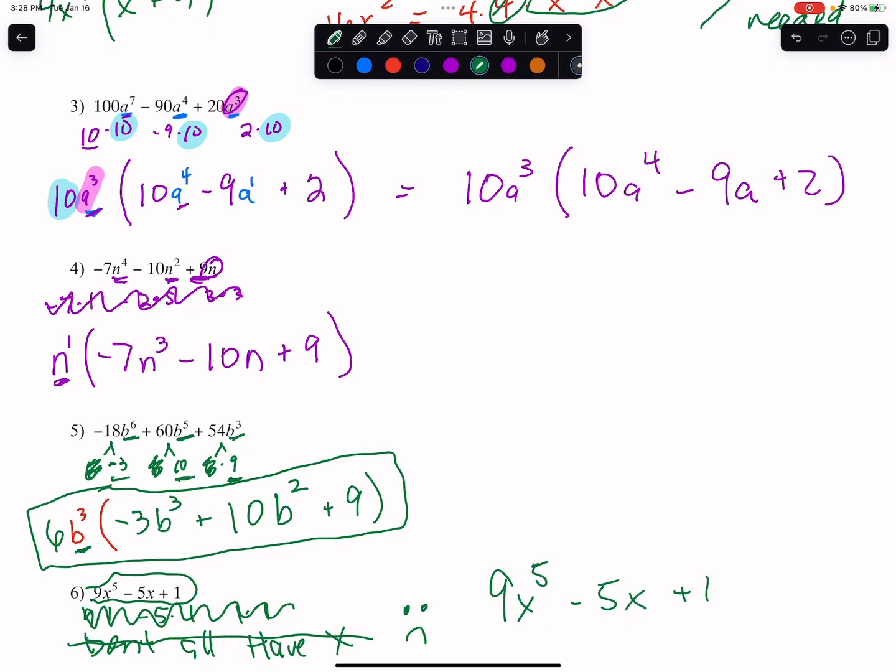And one thing I want to point out, I want you to pay attention that 6 times -3 is -18. 6 times 10 is 60. 6 times 9 is 54. And remember the exponent rule from the previous video. This number plus this number should be that number. This number plus this number should be that number. This number plus, oh, there's no number there, so this is the only one, should be that one.